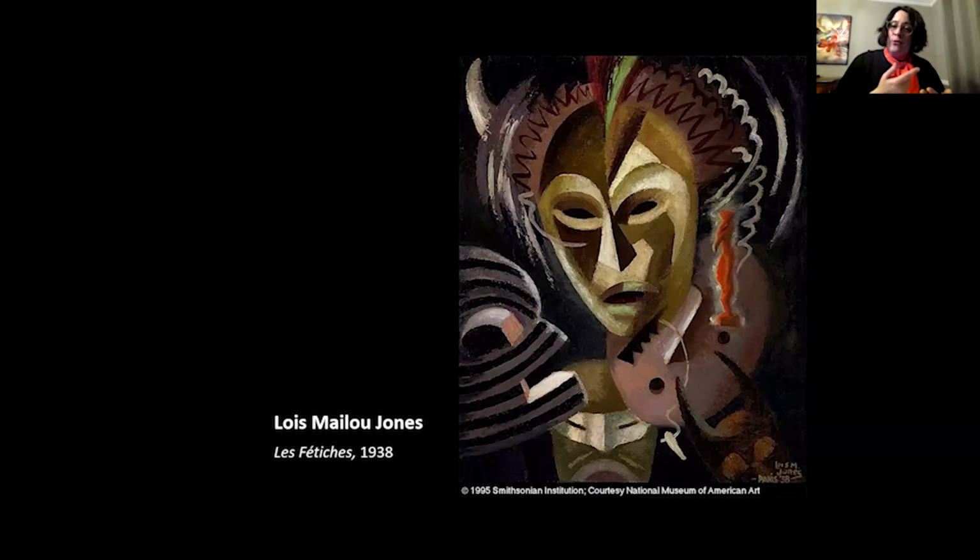But in the case of Mailou Jones, she was using African masks and African imagery as a way to celebrate her heritage and also her cultural identity. So we'll see in some of the later works of the artists in the civil rights era, this idea of identity and cultural expression is important for some of the women.